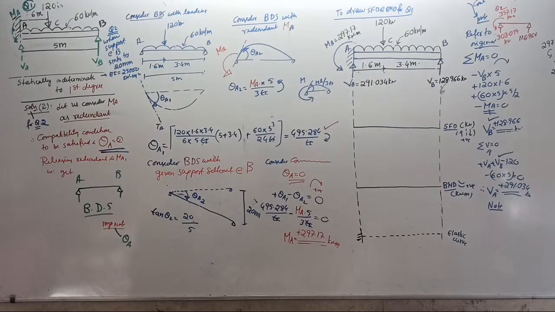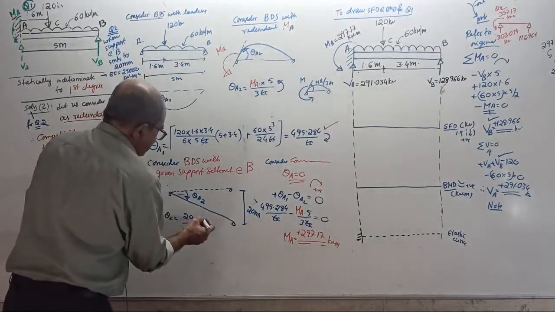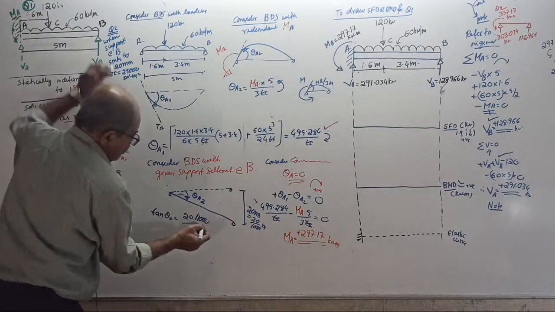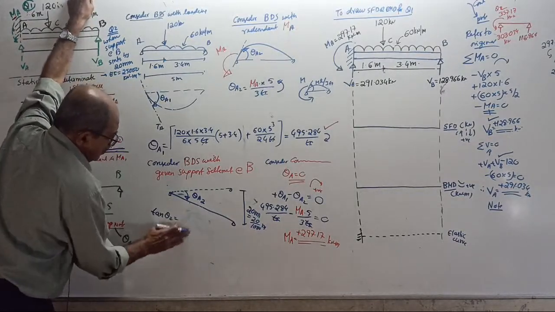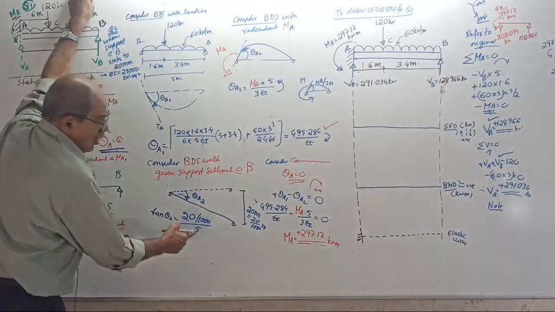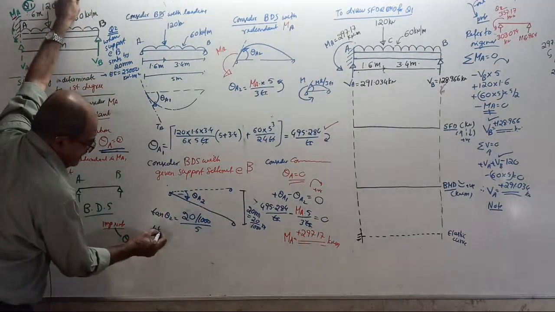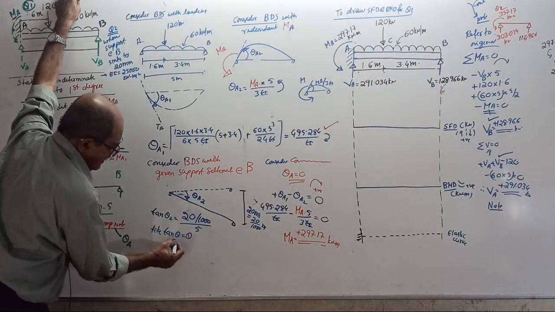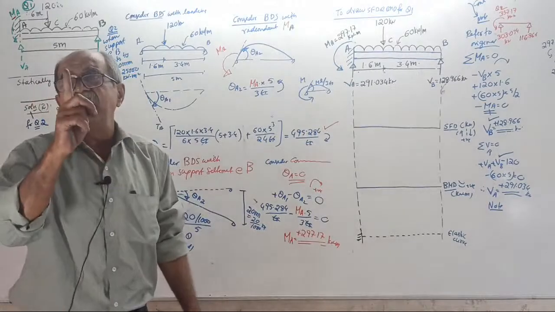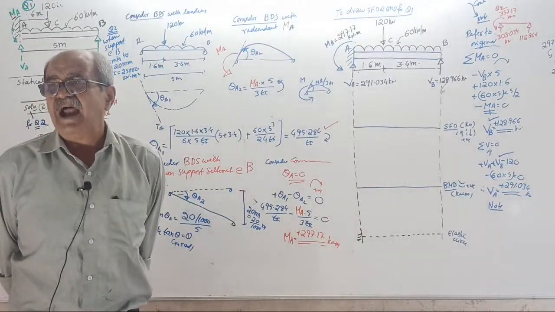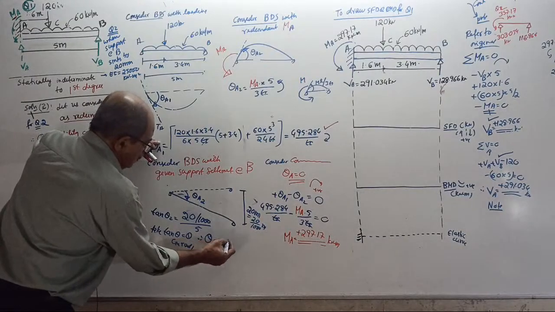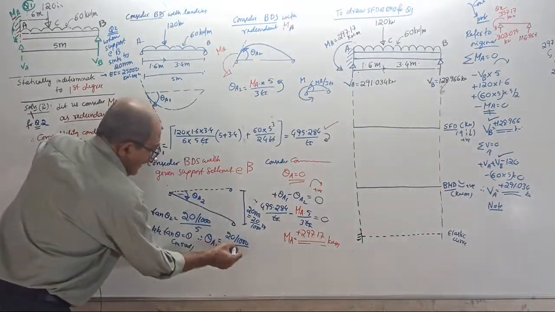20 is in millimeter, 5 is in meter. So what should you do? You convert 20 by 1000, so equal to 20 by 1000 meter. So tan theta A2 equals 20 by 1000 divided by 5. And you know that in structural engineering, take tan theta equal to theta in radians. These thetas are all in radians, since any deformation is in radians, degree is not allowed. Therefore, theta A2 equals 20 by 1000 divided by 5.